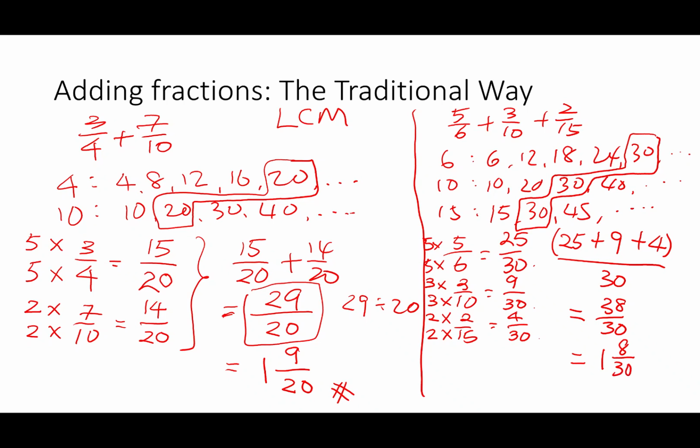That's not all. This fraction here can be further reduced to a smaller term. So 8 and 30 can be divided by 2. If we do that, we get 1, and 8 divided by 2 gives 4, and 30 divided by 2 gives 15. So this shall be our final answer. So that's how you do addition for fractions.